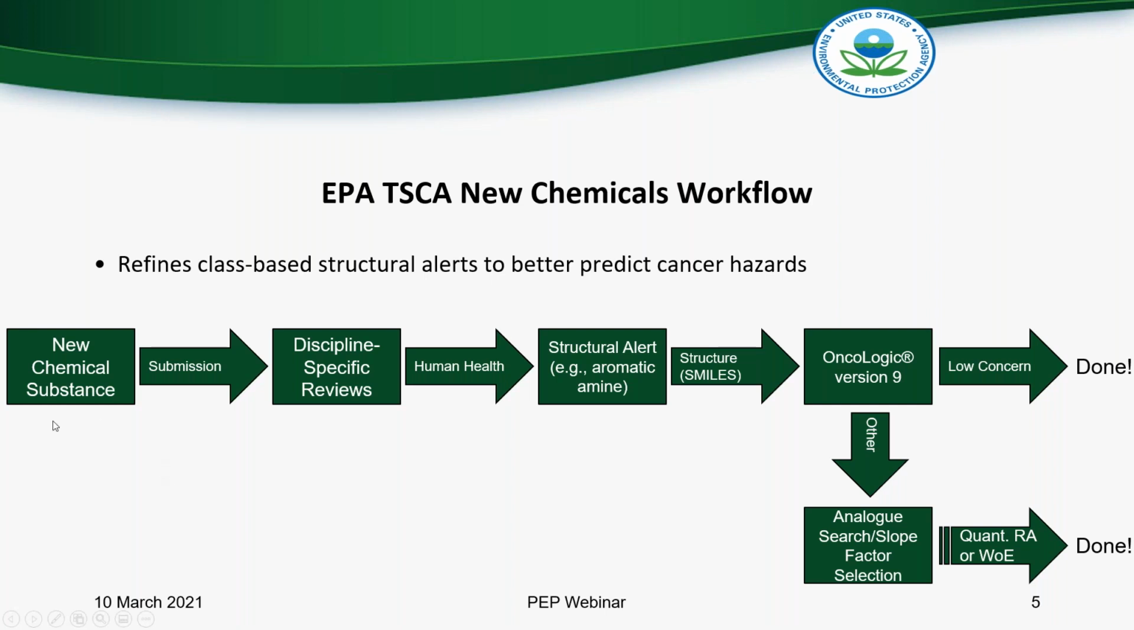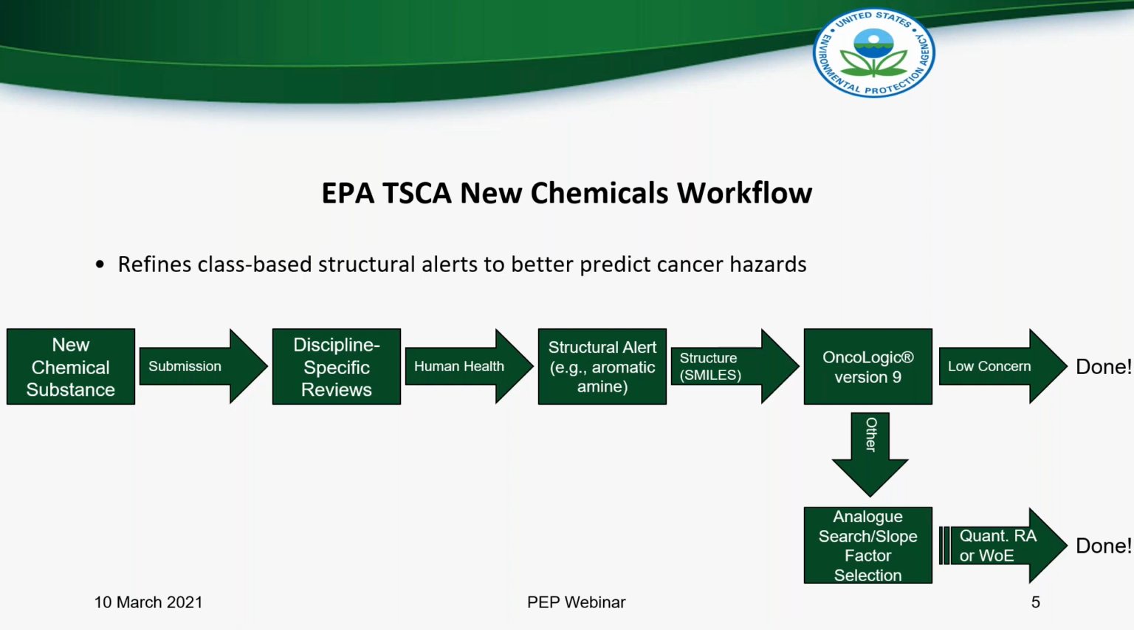So a new chemical substance comes into the agency as part of a PMN submission or low volume exemption submission. The submission goes to discipline-specific reviews. There are 6 different disciplines: ecotoxicology, human health, fate, chemistry, engineering, exposure. And when it gets to the human health discipline, we look at structural alerts as part of our hazard identification process. An example structural alert might be an aromatic amine.